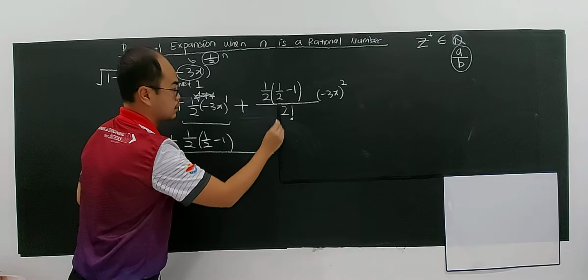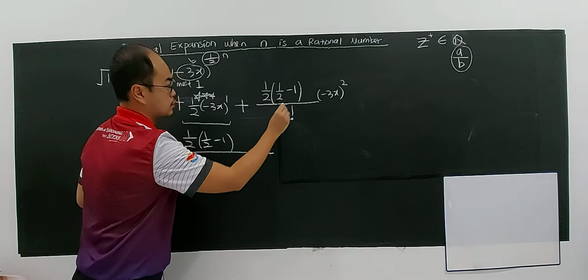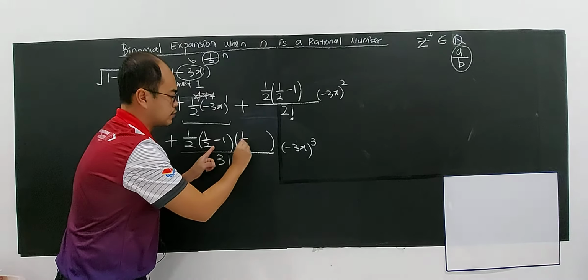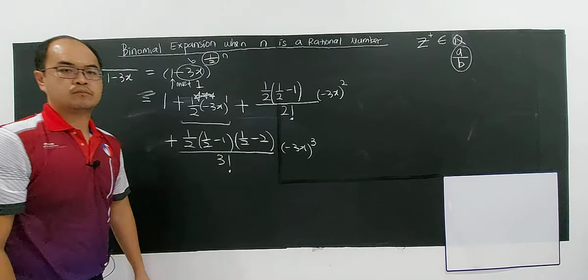So I draw this. So for this one, negative 3x, from 1 it becomes 2. This one becomes 3. Alright? And for this case, look at this one. If 3, here you will have 3 factorial. Alright? 3 factorial. But for this, you add another bracket. But now you take the 1 over 2 minus with 2.